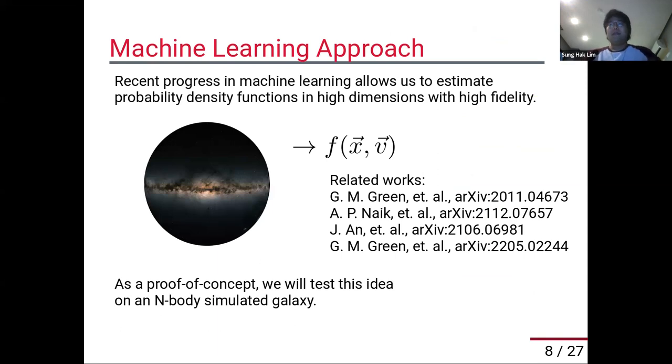So, there are actually several groups working on this. As I said, recent progress in machine learning allows us to estimate these probability density functions in high dimension with very high fidelity. In our group, we first proved that this kind of approach is applicable using simulations. And now we are trying to apply this method to real data provided by the Gaia dataset. Again, as a proof of concept in our previous work, we tested this idea using an simulated galaxy.